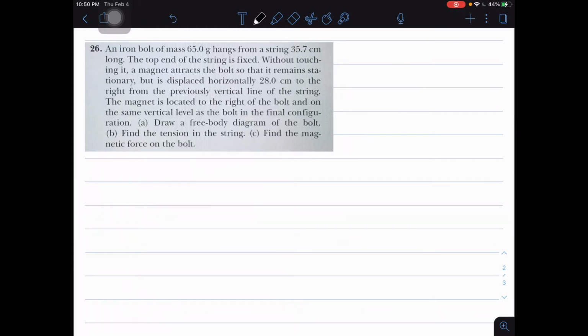So, let's state the given parameters. First, we have the mass of the iron bolt as 65 grams, the length of the string as 35.7 centimeters, and the horizontal displacement, which is 28 centimeters. That's it. So letter A, let's draw the free body diagram.